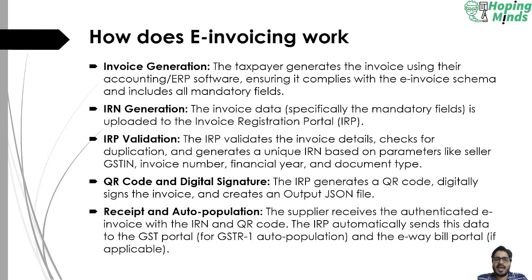Next is the receipt and auto population. So the supplier receives the authenticated e-invoice with the IRN and QR code. The IRP automatically sends this data to the GST portal for GSTR1 auto population and the e-way bill portal if e-way bill is applicable. So this is how e-invoicing is generated and the data is shared with the e-invoicing portal and GST portal and e-way bill generation portal.